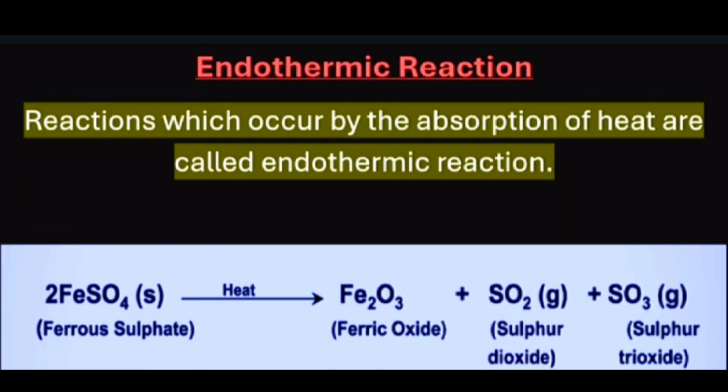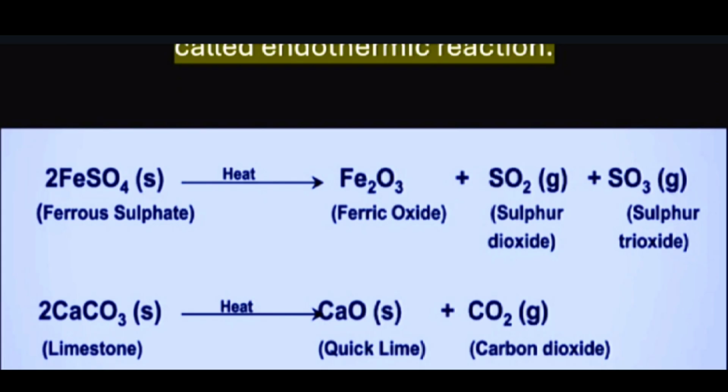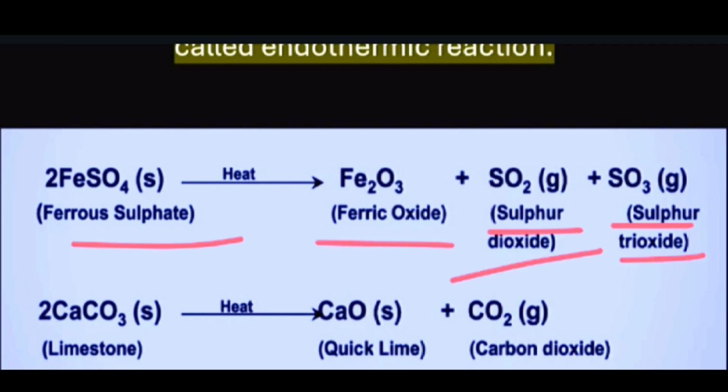Now endothermic reaction is a reaction which involves the use of energy. It is not producing it, it is using it. For example, the breakdown of ferrous sulfate into ferric oxide, sulfur dioxide, and sulfur trioxide is done with the help of heat, so it is consuming heat, so it is an endothermic process.